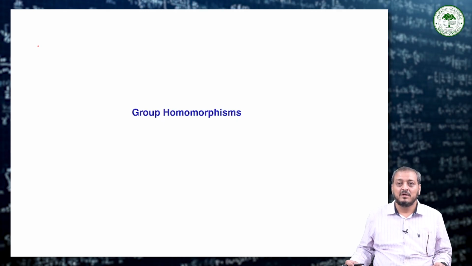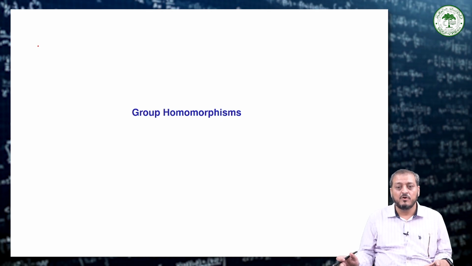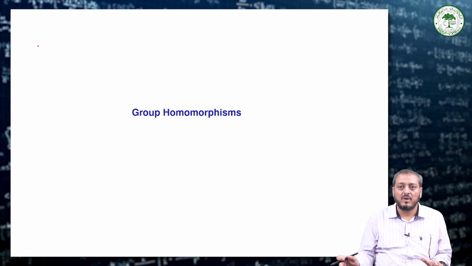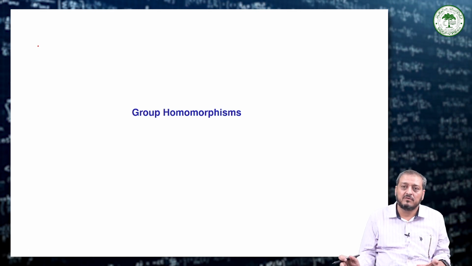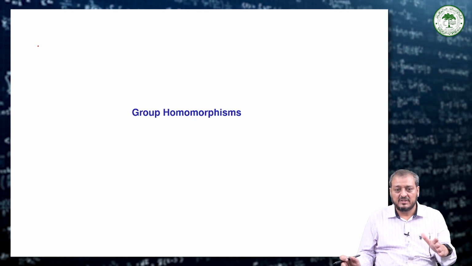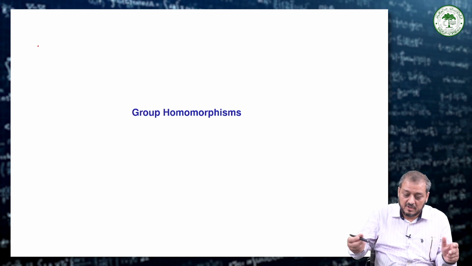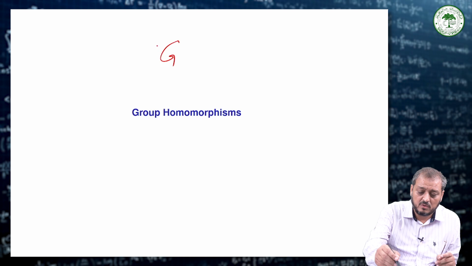My dear students, in the last lecture we discussed the quotient group, its properties, and some problems. Today we start a very important topic of group theory: group homomorphisms. So let us start with the definition. Generally, we take two different groups.